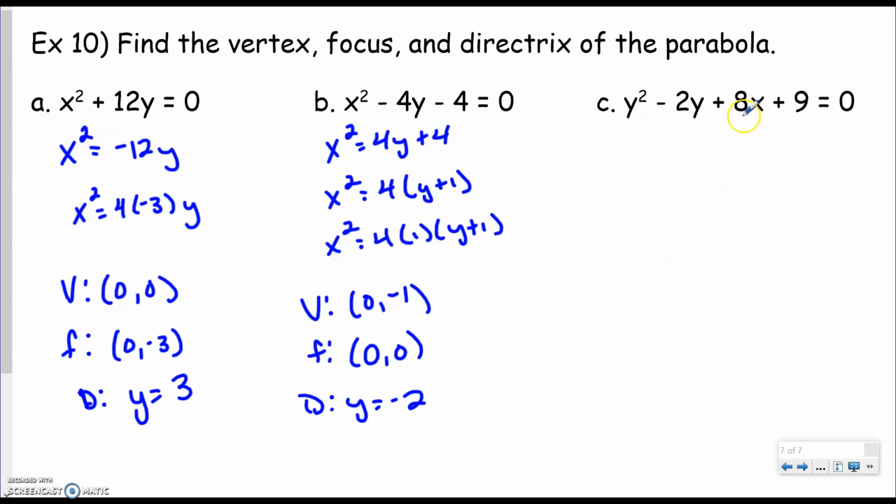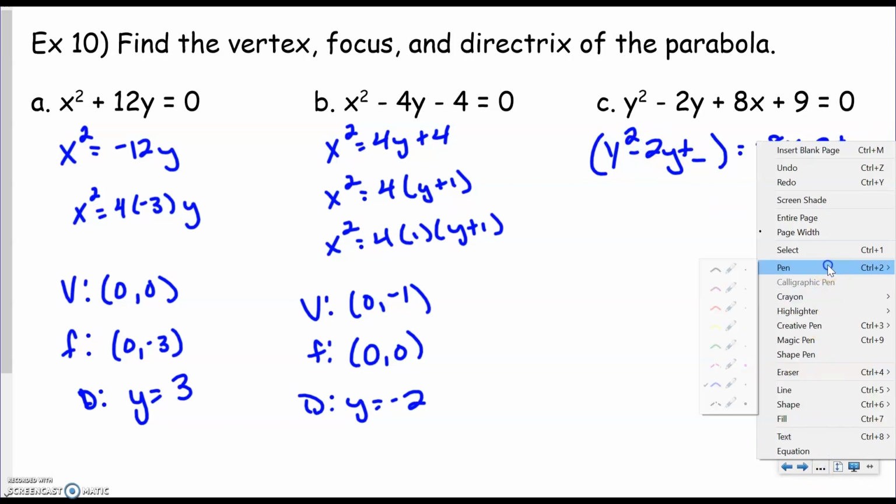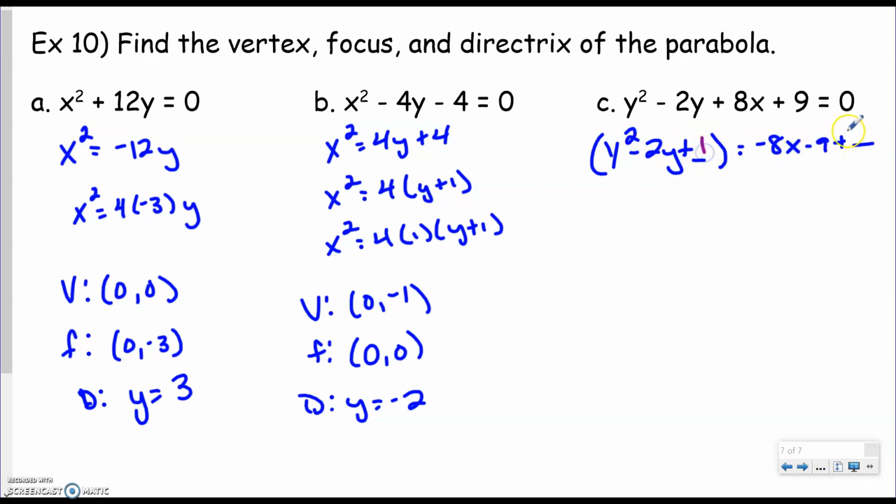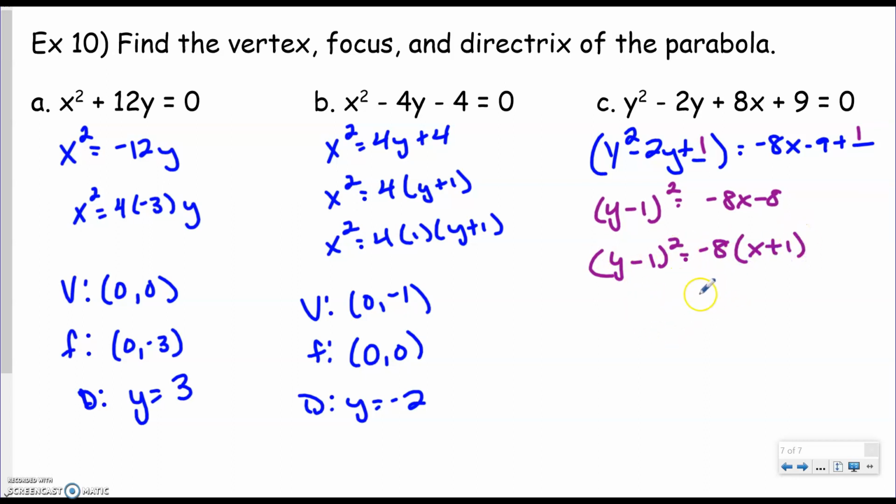Last one, I'm going to go ahead and complete the square here. So y squared minus 2y plus something, and I'm going to move the other stuff to the other side. So minus 8x minus 9 plus that same thing. Half of -2 is -1. -1 squared is 1. So I'm going to add 1 to both sides. And then I'm going to factor. So y minus 1, quantity squared, gives me -8x minus 8. So I'm going to factor that and divide by 4. So I get x plus 1 when I factor, and then if I divide by 4, my p is -2.